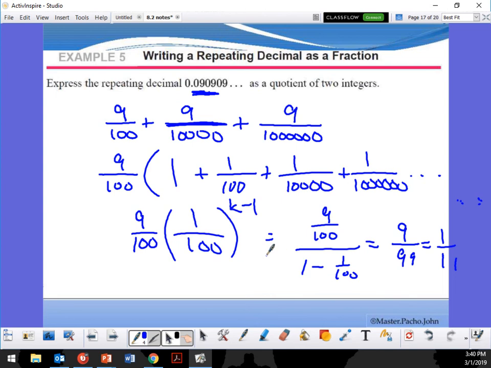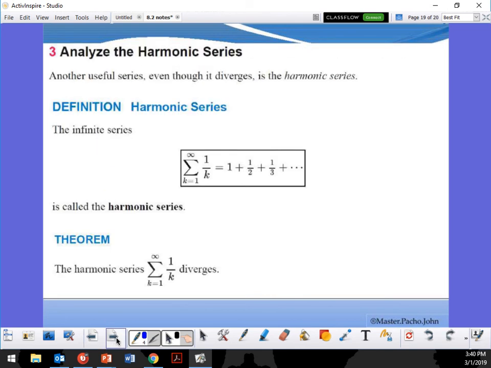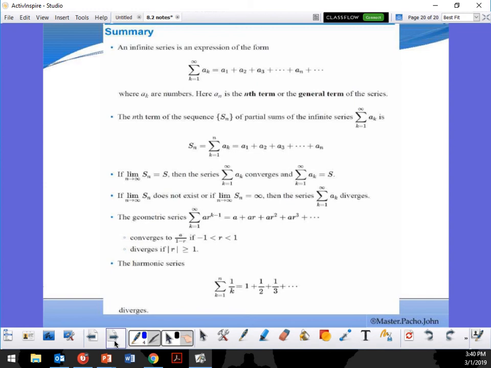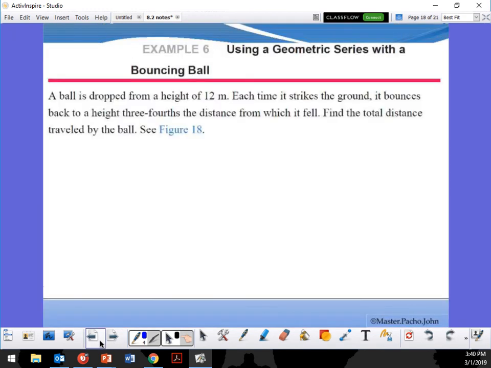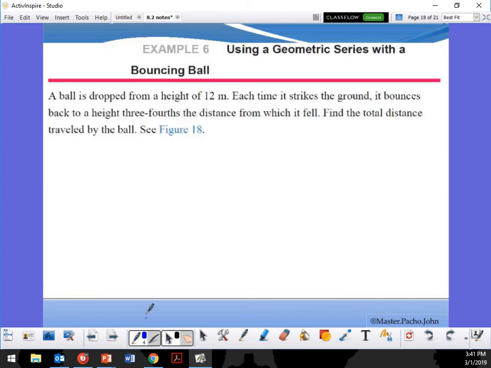Bam. All right. So you guys are going to have to go through and be able to, I think this is the last one. Yeah, that's the last one. All right, so you guys are going to have to do all this to make your own. So if a ball drops from a height of 12 meters, each time it strikes the ground, it bounces back to height 3/4 the distance in which it fell. Find the total distance traveled by the ball.